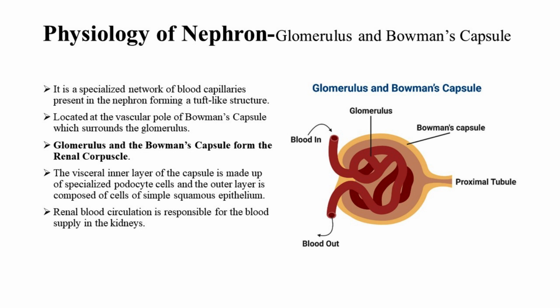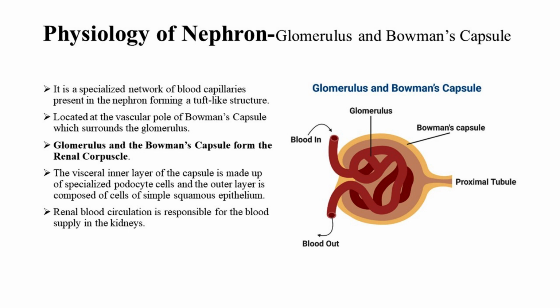Physiology of Nephron. Glomerulus and Bowman's capsule. The glomerulus is a specialized network of blood capillaries present in the nephron, forming a tuft-like structure, located at the vascular pole of Bowman's capsule, which surrounds the glomerulus. Glomerulus and the Bowman's capsule form the renal corpuscle.